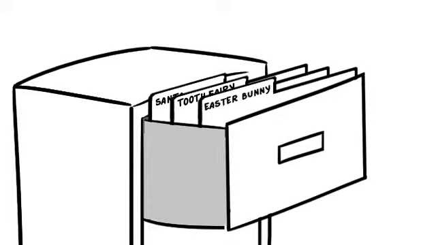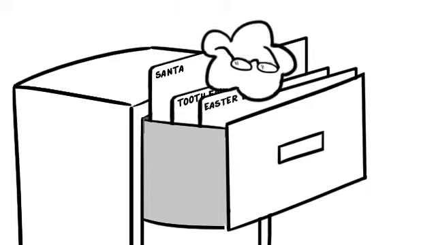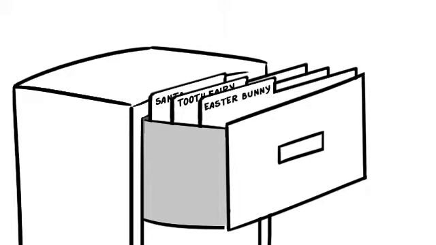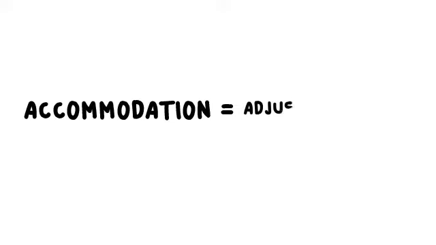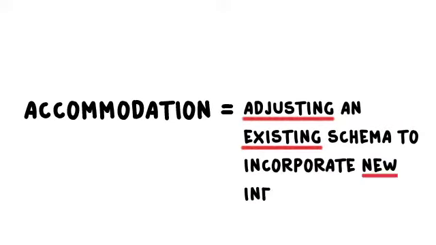Each folder contains a schema, and when you assimilate new information, you simply file it away in the already existing folder. Accommodation, on the other hand, occurs when you have to adjust your schema to incorporate new information.